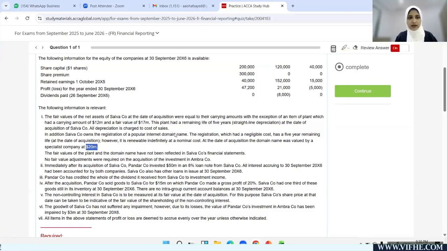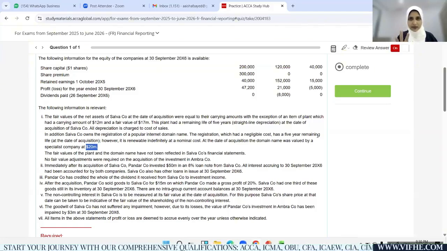Okay. Now, Salva owns the registration of a popular domain name. Now, in its individual books, it will not have its cost because it's an internally generated domain name. But when a parent company is acquiring this, then yes, there is a value coming to it, 20 million. So at acquisition date, for my goodwill calculation, the net worth will increase by 20 million. Okay. Now it has a 5-year remaining life. However, it's renewable indefinitely at a nominal cost.